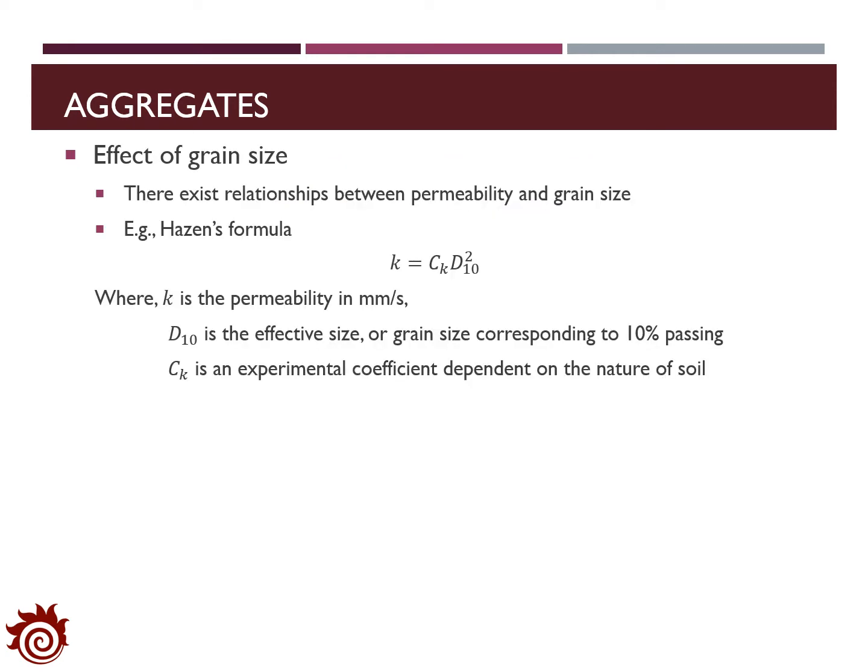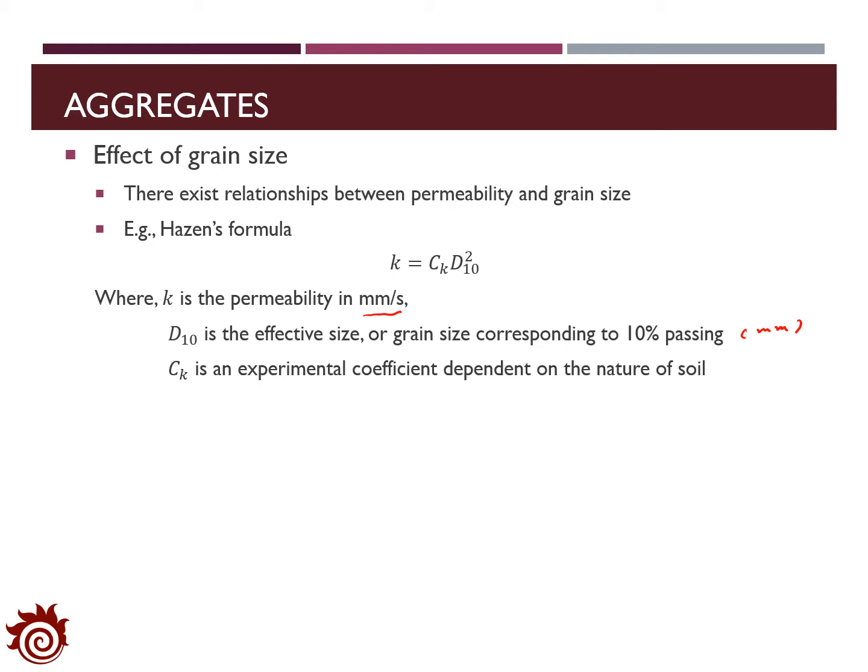From empirical analysis, we can find that there exists some approximate relationship between the permeability and the grain size for one aggregate. One popular formula we will introduce here is the Hudson's Formula. In this formula, we define the permeability as the function of the grain size. Here, k equals capital C_k times D10 squared. Little k here is the permeability in millimeter per second. And D10 is the effective size, which will usually be obtained as the grain size corresponding to 10% passing, and the unit for this one is a millimeter.